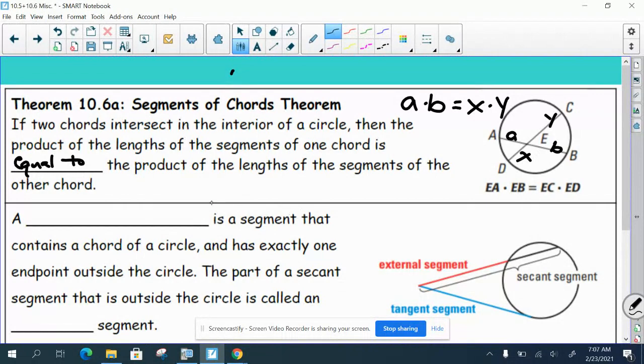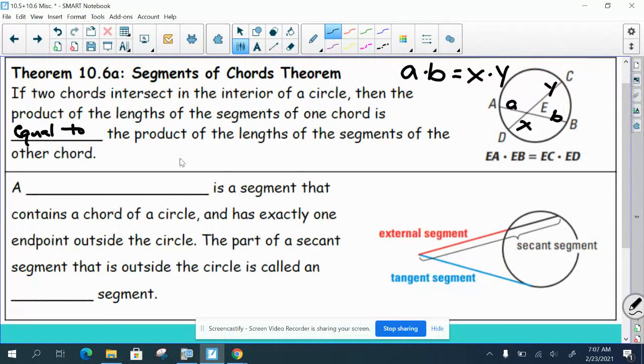All right, so the next one is about just vocabulary in this case. So a secant segment, that's a new term. A secant segment is a segment that contains a chord of a circle. So you know a tangent segment is a tangent, but it just has a point outside of the circle and then a point on the circle. A secant segment is kind of like that. So this whole entire thing is the secant segment, and then just the outer part is the external segment.